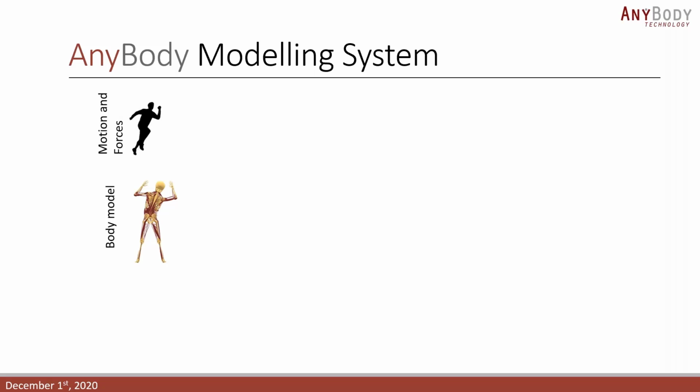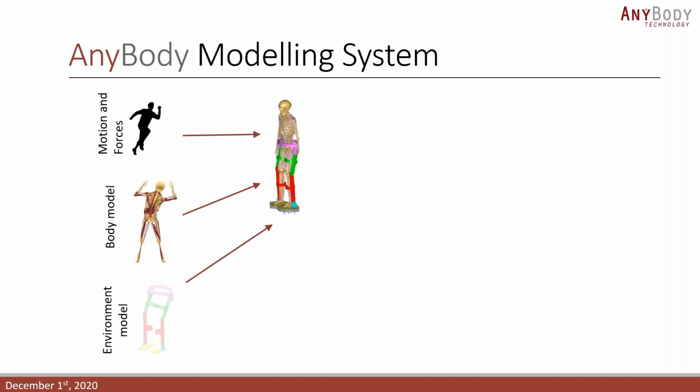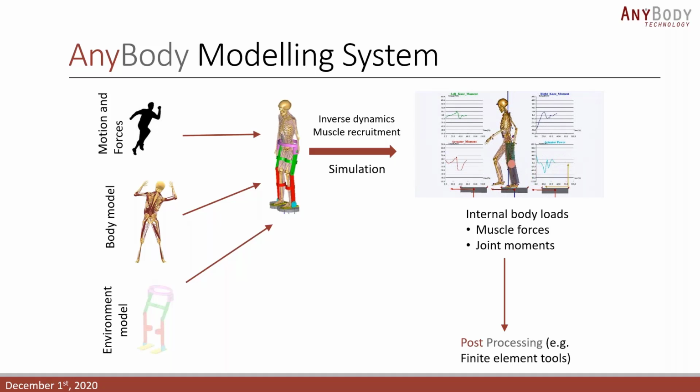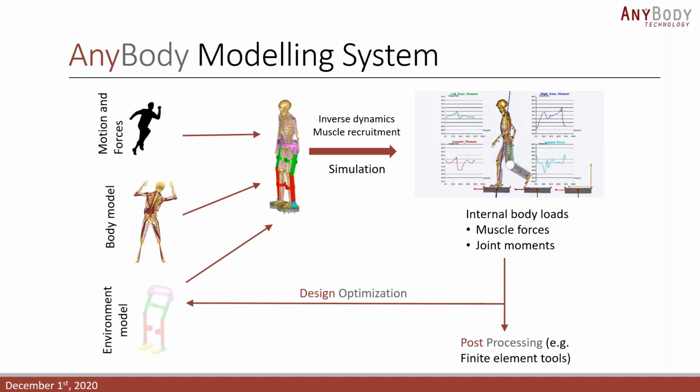And the typical workflow in Anybody could look something like this. You provide the motion data as input and use the body models which you or others have built. And then you provide some kind of environment, which could, for example, be an exoskeleton. You can then use Anybody to combine these things and run the inverse dynamic simulations, which basically means that you go from motion to calculate the internal body loads and the interaction with the environment in some cases. You can then output the results and use them for post-processing with, for example, some kind of finite element tool, but many users also close the loop completely by doing some kind of design optimization and run this cycle multiple times.